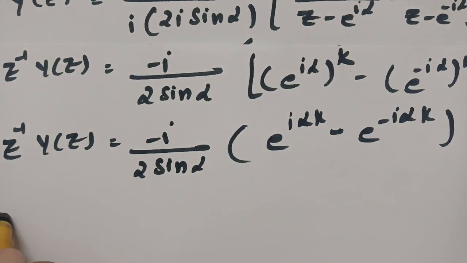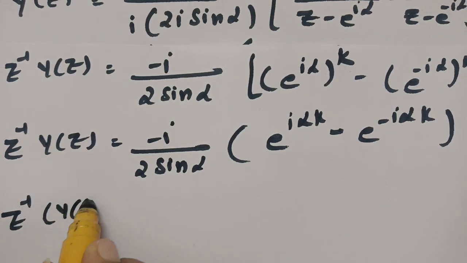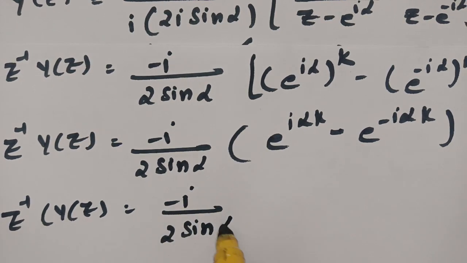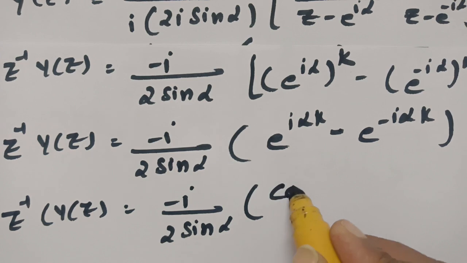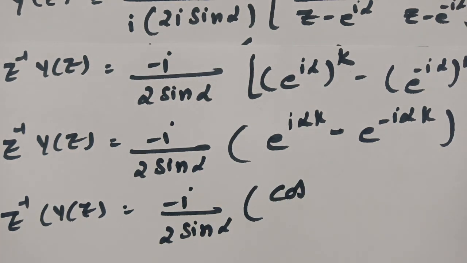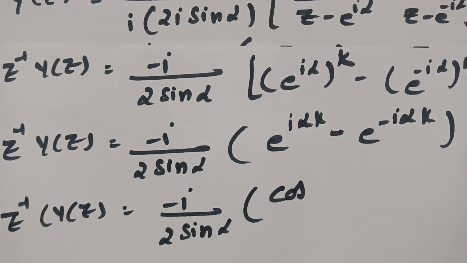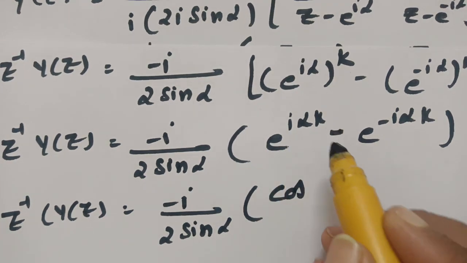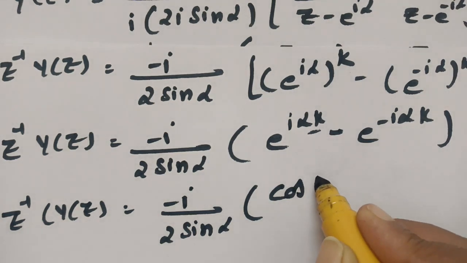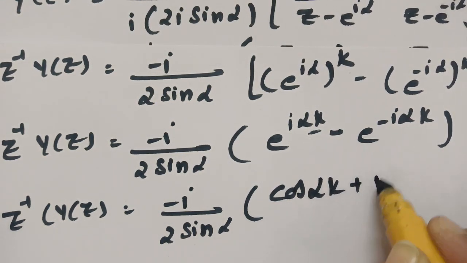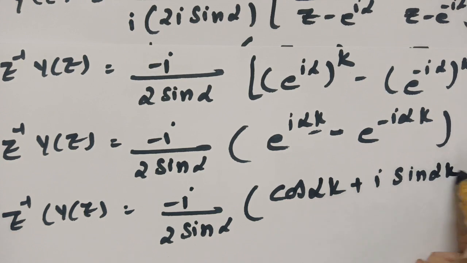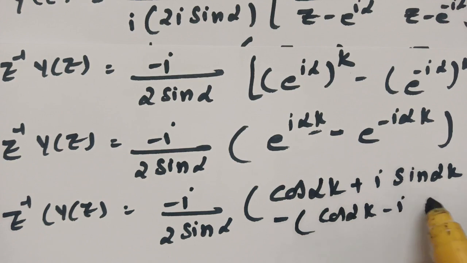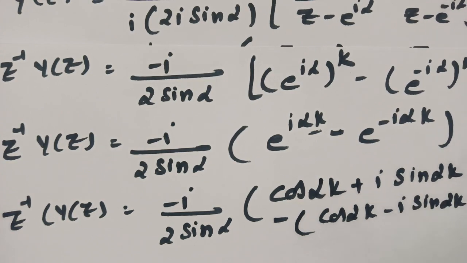And see here, z inverse of y of z is equal to minus i by 2 sine alpha, and this can be written as cos alpha plus sine. So we have e power i theta is equal to cos theta plus i sin theta. So in place of theta, we have alpha k. That is cos alpha k plus i sin alpha k. Clear? This is minus times of cos alpha k minus i sin alpha k.